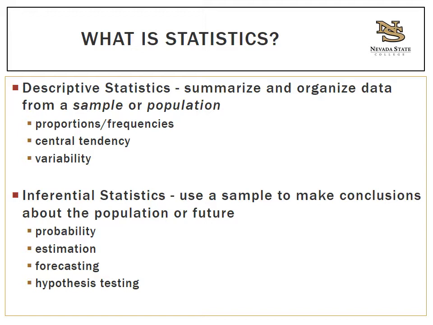So you can use past data or a sample to assess the probability of future events. You can use estimation to estimate what you think the value would be in the population based on a sample. You can use forecasting to take past values and make predictions about future values. And even though we don't cover it in this class, you can use hypothesis testing to determine if your independent variables in research have a significant effect on dependent variables in research.